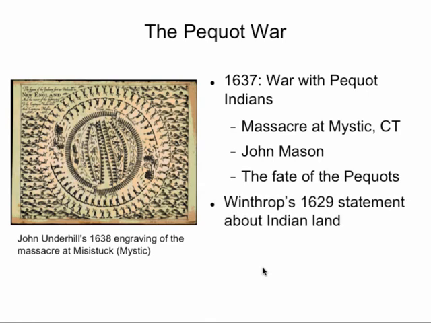Now, I should say that seems horrible, and it is, but most of the time, relationships between the Puritans and the Indians were pretty good. And in 1629, before they even came to Massachusetts, John Winthrop made a statement in which he said that the settlers didn't want to take all the Indians' land, only the land that they felt the Indians were not using.